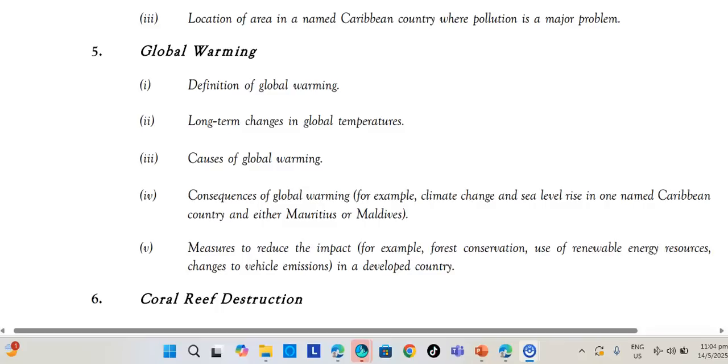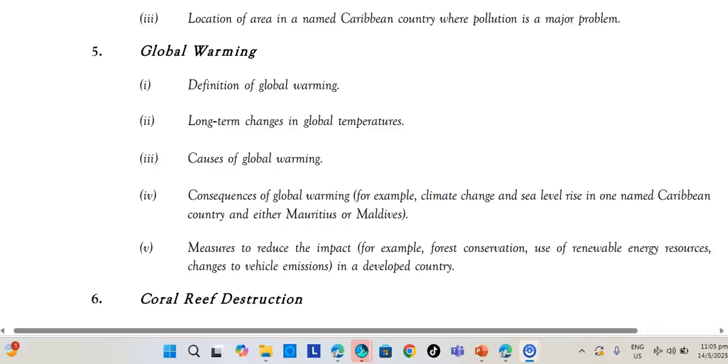In a developed country, we're going to look at Germany. Laws to reduce vehicle emissions, so electric cars, public transport, fuel efficiency. They invest in renewable energy like solar and wind power. In Germany, recycling and energy saving programs help to reduce waste and pollution.